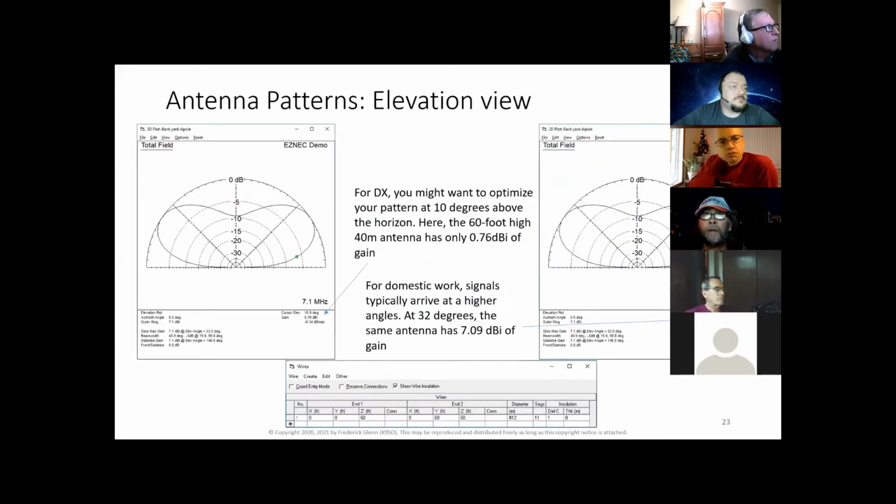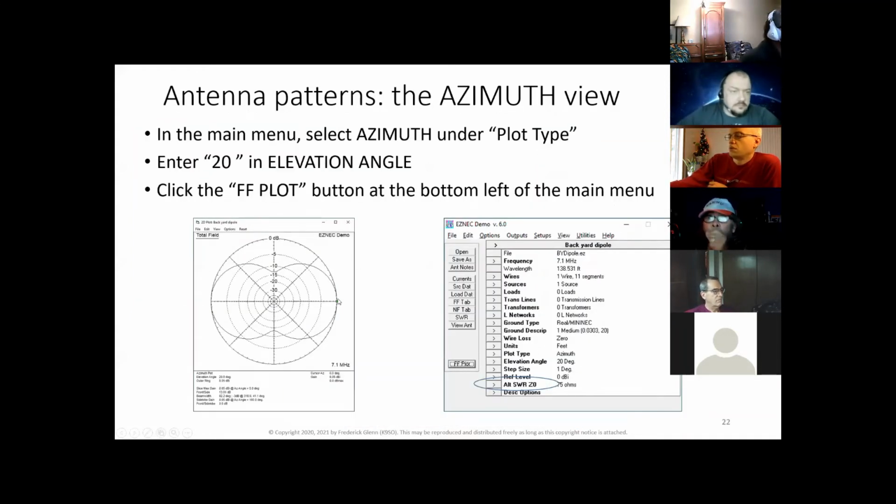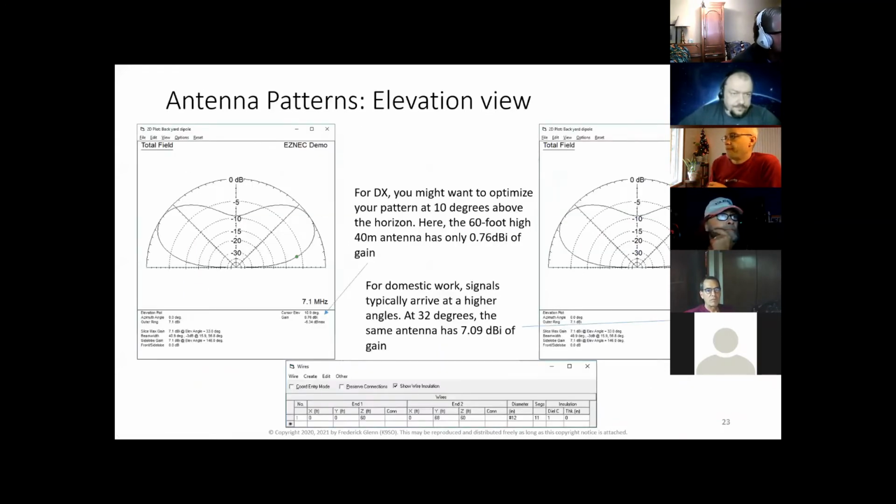So this is our elevation angle when we go into that screen. Now you can go around and click on anything. Again, all of the information that you are interested in is down here. So for DX, we might want to concentrate on our antenna design to be somewhere in the 5 to 10 degree angle.